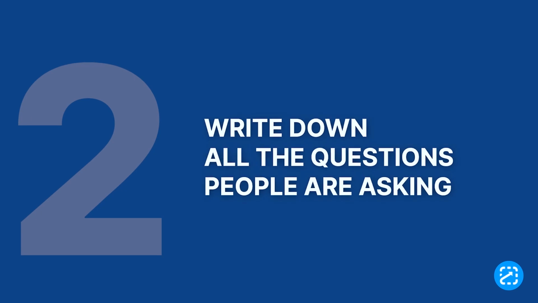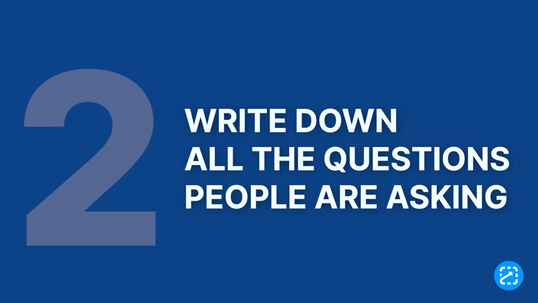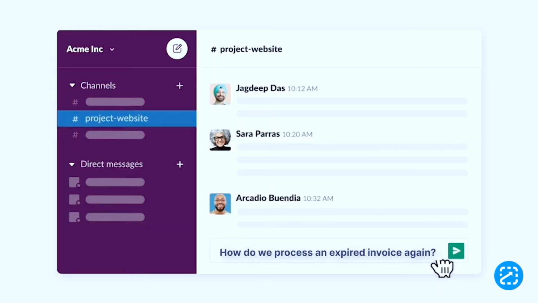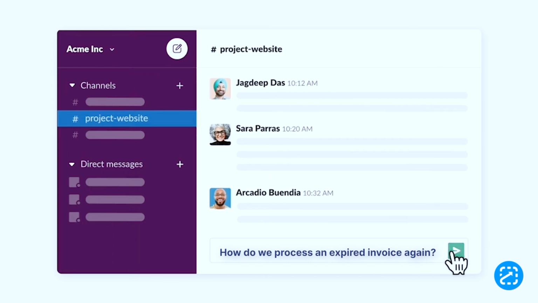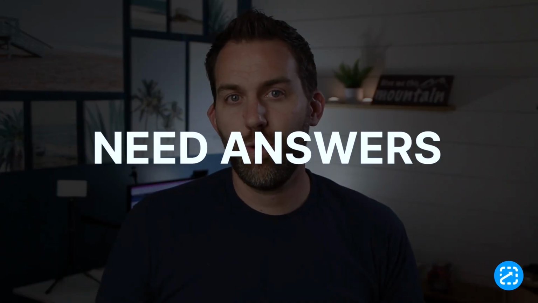Next, write down all the questions people are asking in chat, messaging apps, or email, and determine if the answers are in your knowledge base. If they are, check to see if your articles are accurate and easy to read. If they're not, well, now you have a list of knowledge base articles that you need to write. Remember, the #1 reason people use your knowledge base is because they need answers to their questions. If they can't find them in your knowledge base, then they won't use it.